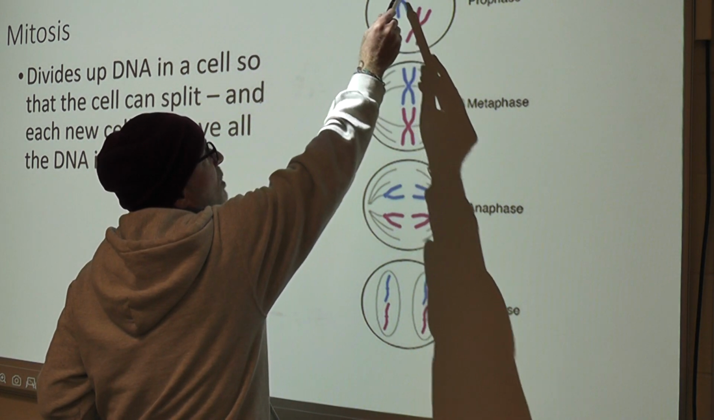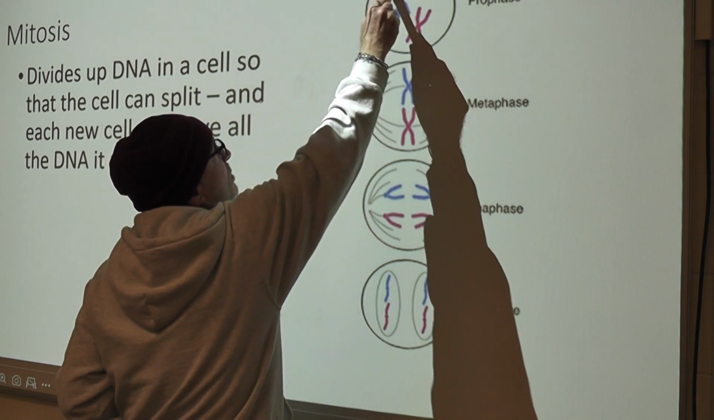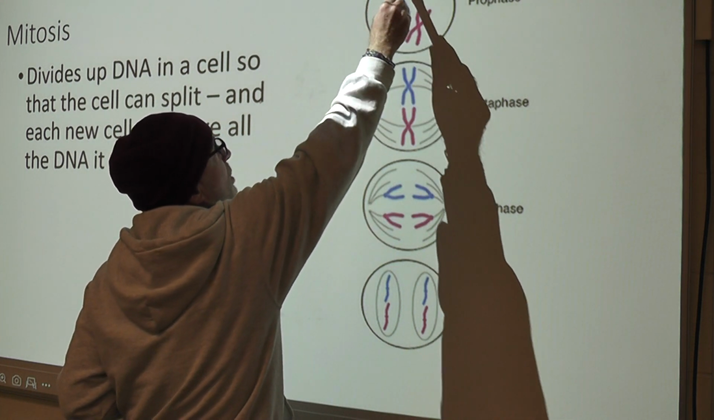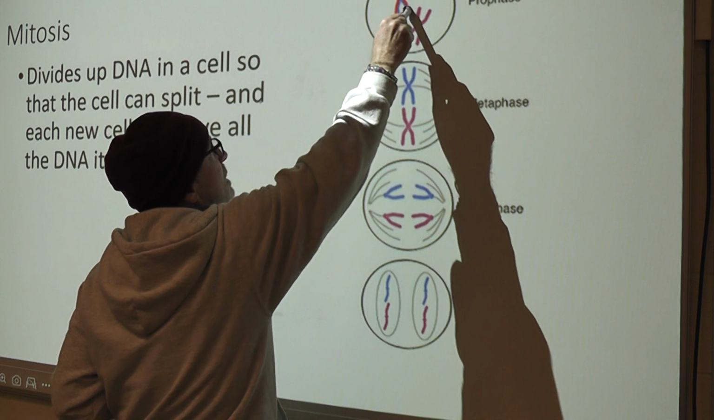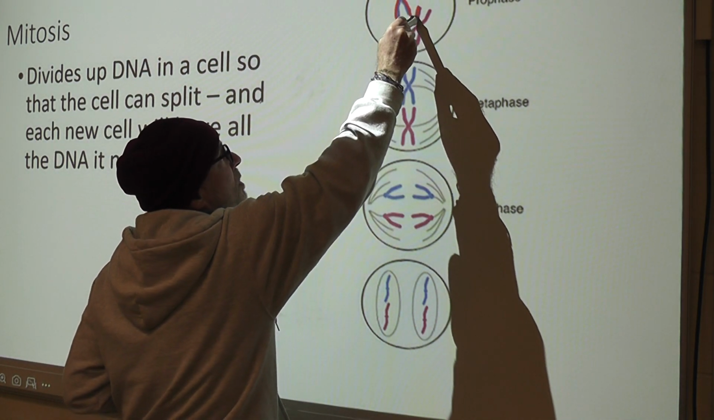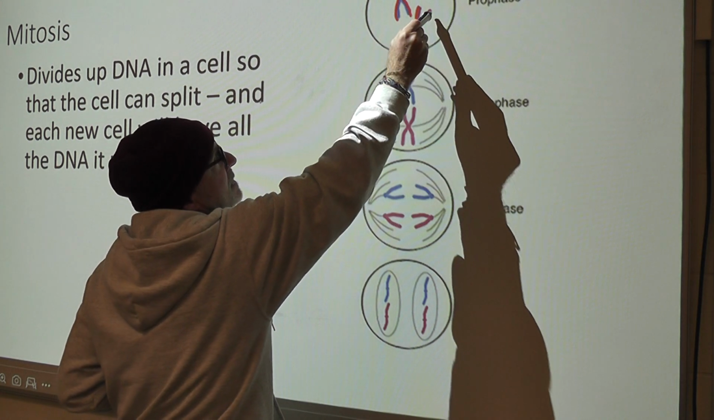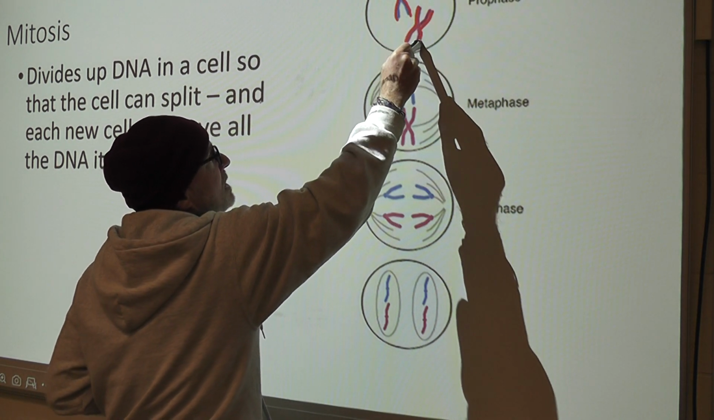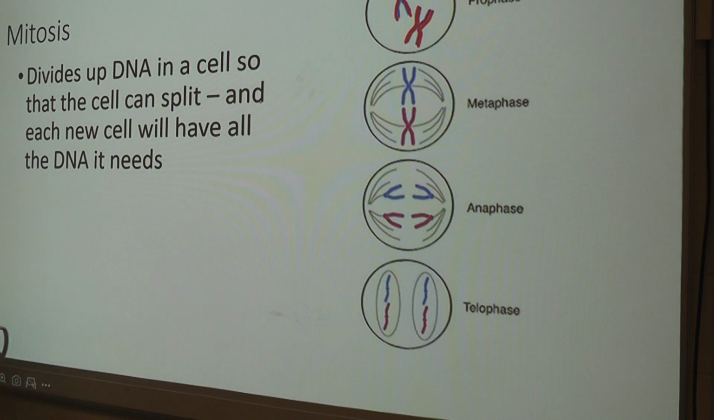This is one chromosome, this is another one. This chromosome here consists of this sister chromatid physically attached to this identical sister chromatid. This chromosome consists of this sister chromatid physically attached to this sister chromatid. Okay? During prophase, we start to be able to see the chromosomes. They become smaller and become visible in a light microscope under stain.